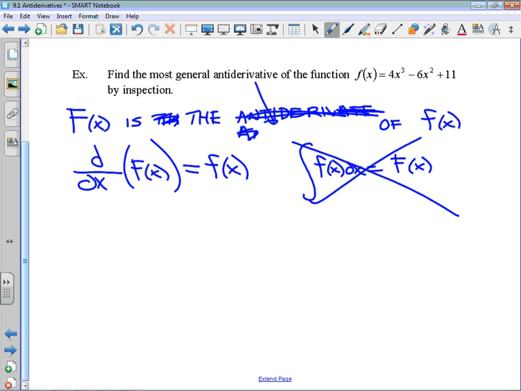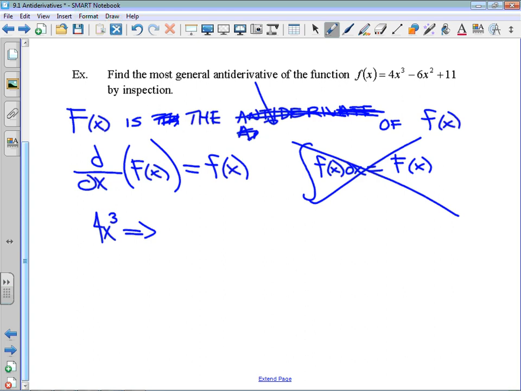So we know what f of x is. It's 4x cubed minus 6x squared plus 11. And the way that we're going to do this is we're going to picture what function or what expression I would have to take the derivative of to get 4x cubed.